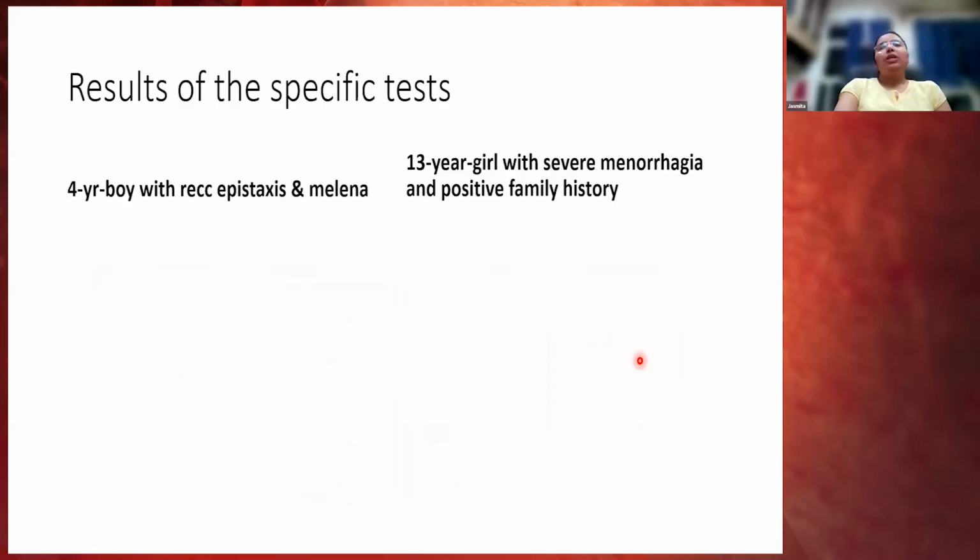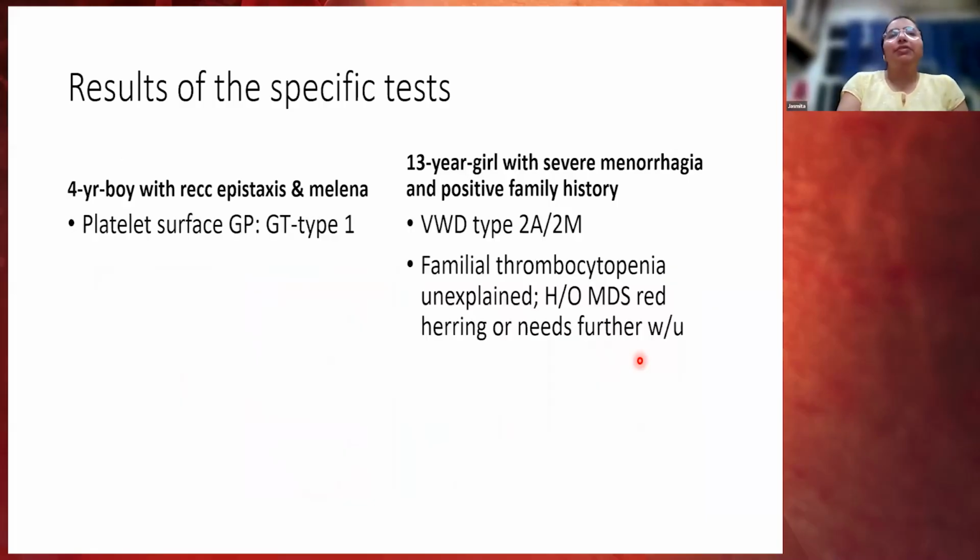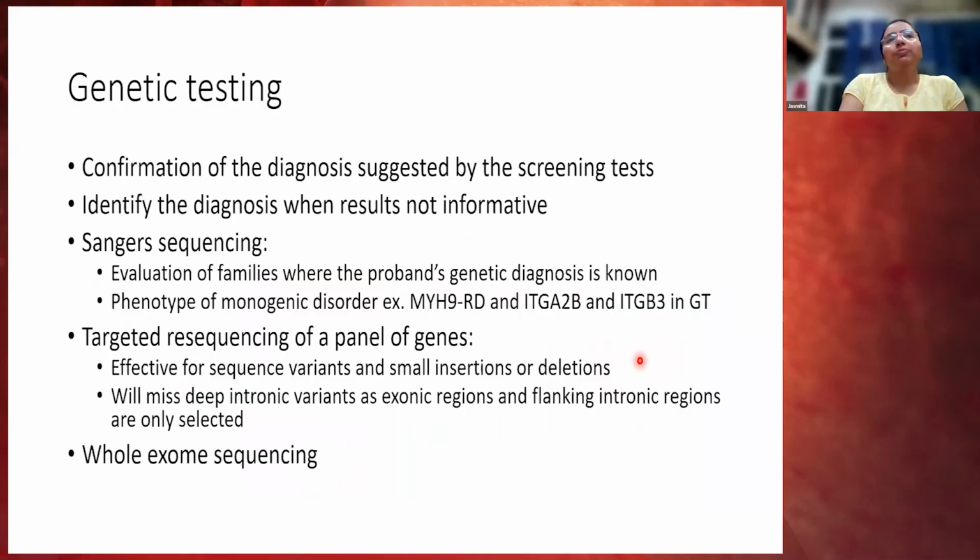So now let's see what we now have with all the testing that we've done. For patient 1, we have a clear diagnosis. For patient 2, we have a possibility of one variant, type 2A or type 2M. However, we haven't yet explained the familial thrombocytopenia, and we haven't explained the history of MDS, whether it is a red herring or whether we need further evaluation. So what should we do for this?